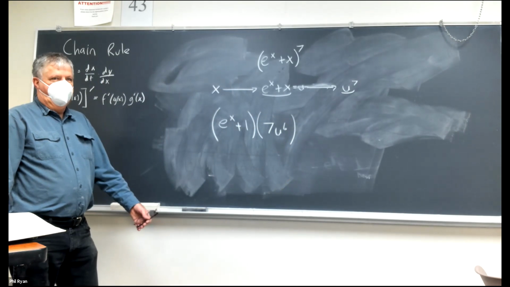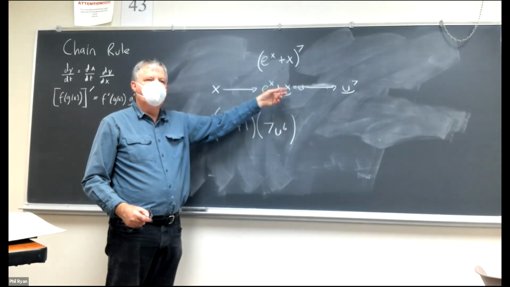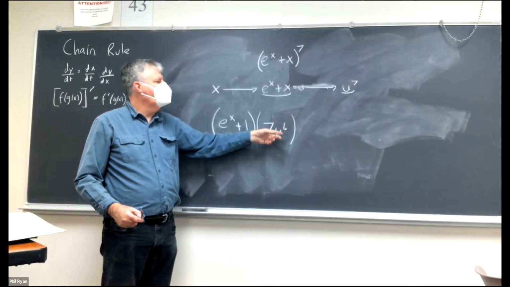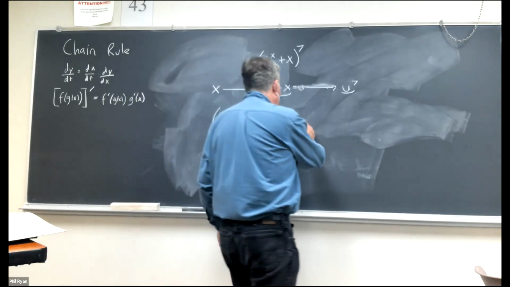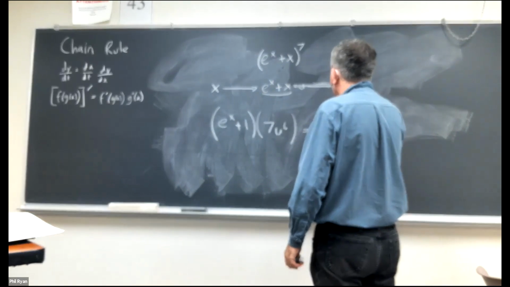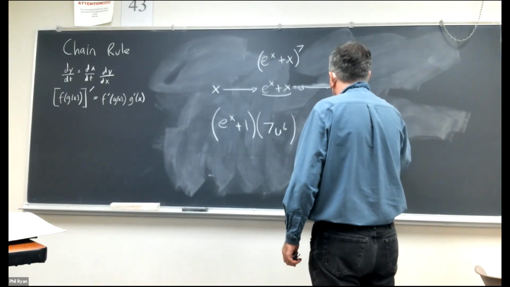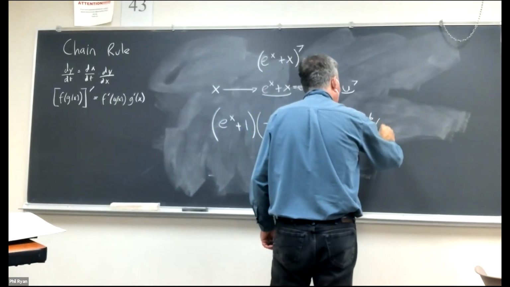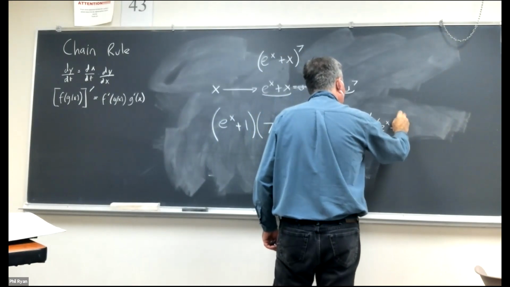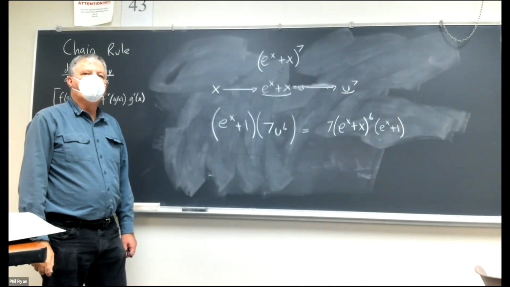Okay. Still got our problem. We've got u in here, which is something we just made up. So we've got to get rid of it. But that's okay because we know what u is. So that's equal to 7 times (e to the x plus x) to the 6. Just writing this again. And just multiply that by that, e to the x. And that's the derivative, believe it or not.